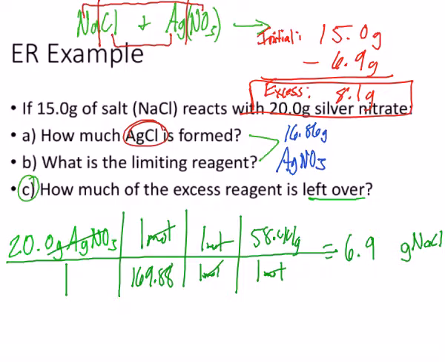But the math is nothing new. We've done gram-to-gram problems now for a week and a half. It's the process of understanding what I'm looking at. And you have to know your concepts, guys, the background information of what a limiting reactant is and what the excess means in order to be able to solve this. All right? Questions on this problem?